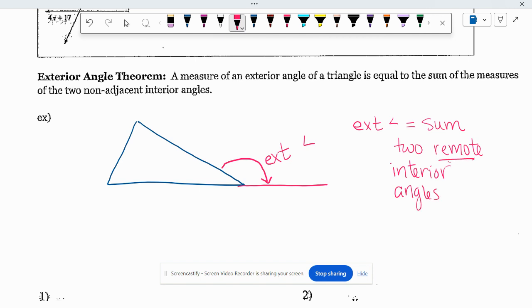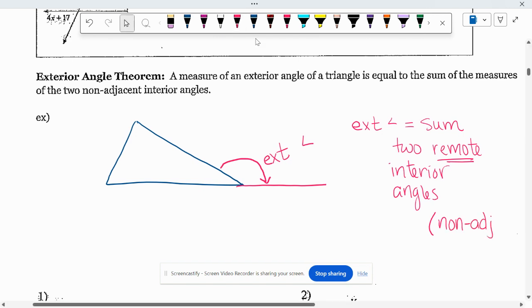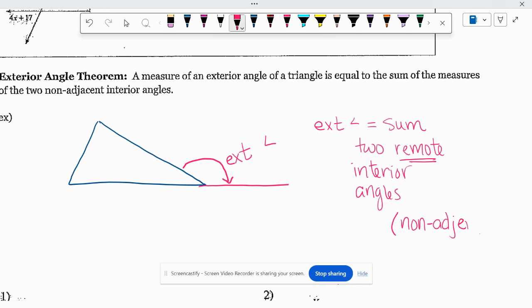And sometimes that word remote may say non-adjacent. So it's good to talk about because you'll see it both ways. I think that Delta Math sometimes uses non-adjacent, and some of the Progress Learning questions say non-adjacent. Most of the time it says remote. So if you think about the word adjacent, if Jack and Edgar are sitting right next to each other, they're adjacent to each other, right? So non-adjacent means that it's not next to the exterior angle.